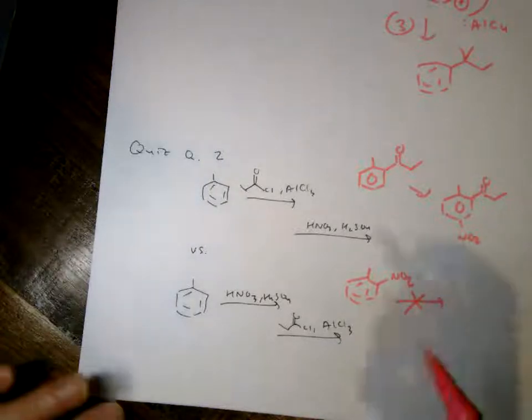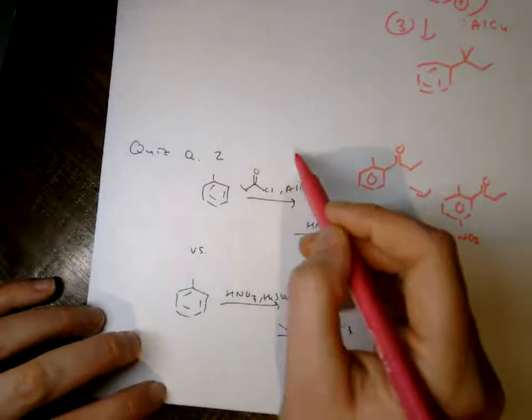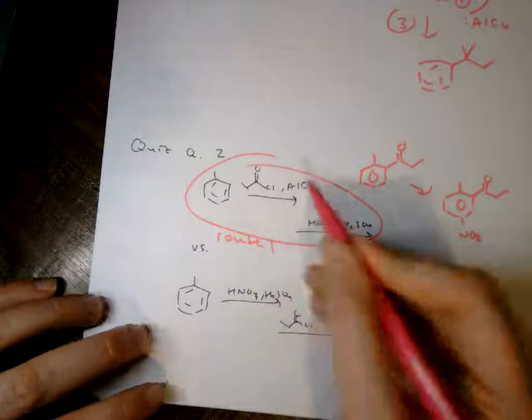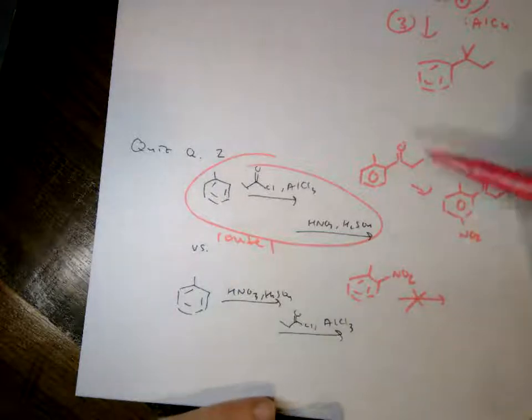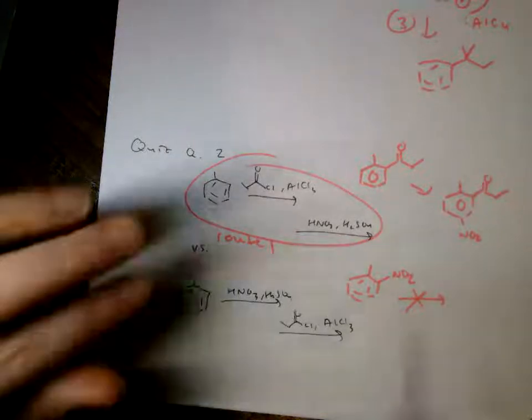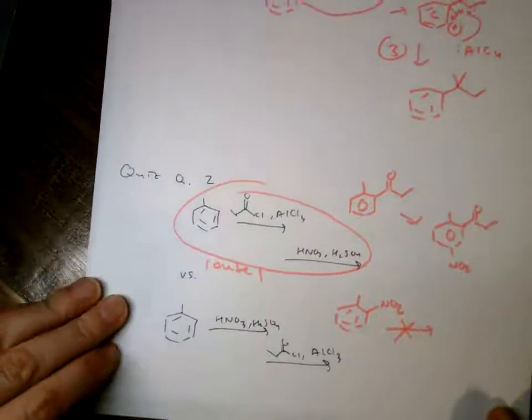And the one that's better is always the one, as long as they get the substitution order right, the one that's better is always going to be the one that has the less electron withdrawing group attached first, as long as that doesn't affect the order of the substituents. In this case, the substituents could have gone either ortho or para. That wasn't the issue. It was all about the more electron withdrawing group coming on first.